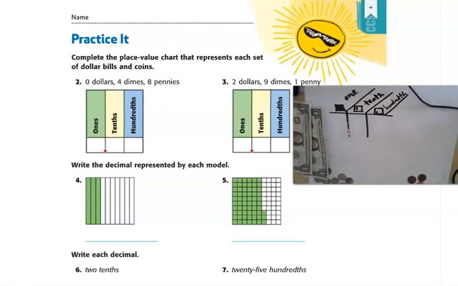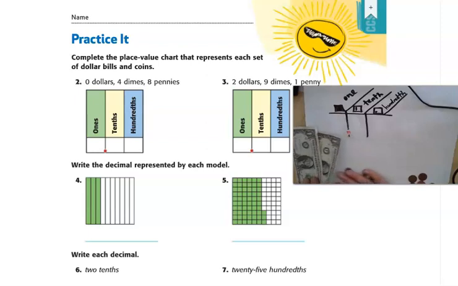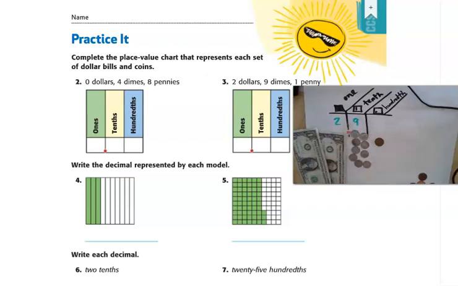Okay, so now for example 2, it says $2, 9 dimes, 1, 2, 3, 4, 5, 6, 7, 8, 9 dimes, and 1 penny. So that's how that would look. And if I were to write it in my place value chart, I would write 2 ones, 9 tenths, and 1 hundredth. So I would write 2.91.